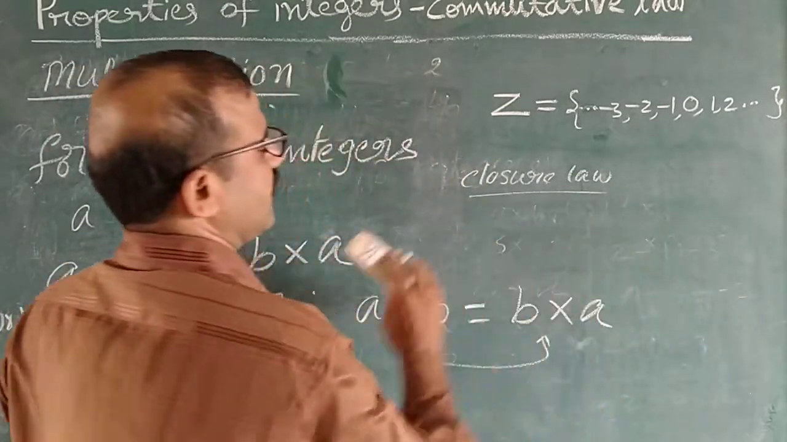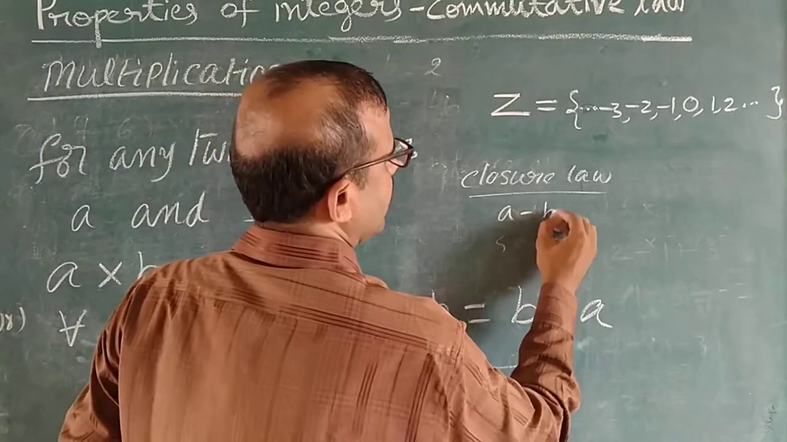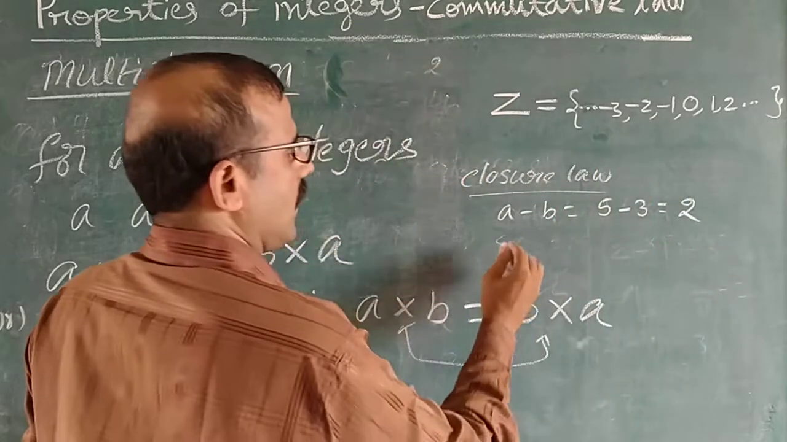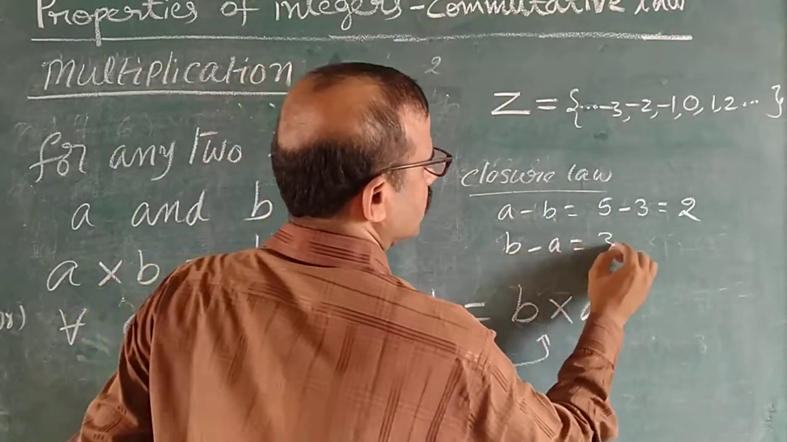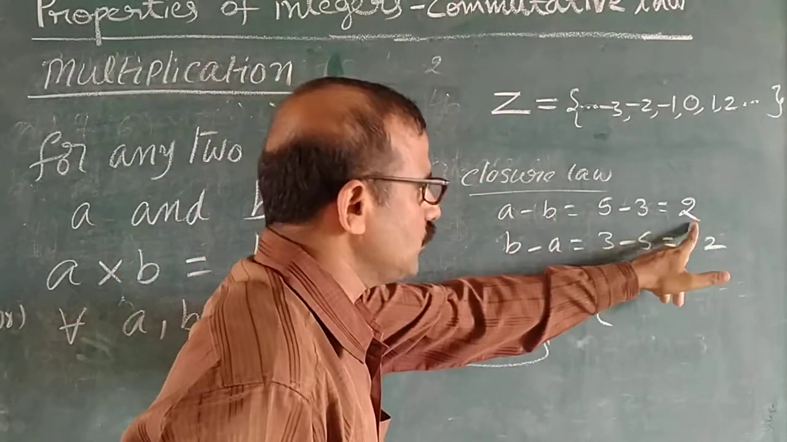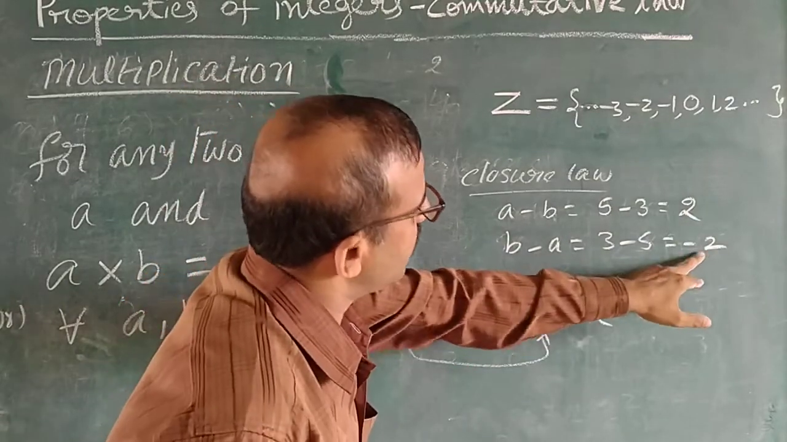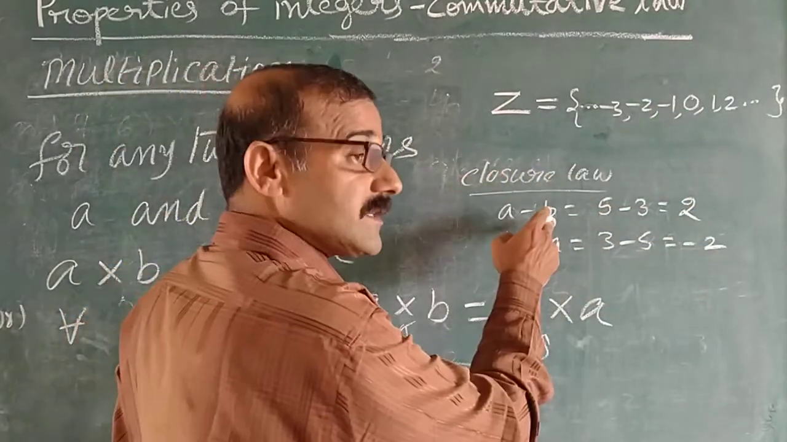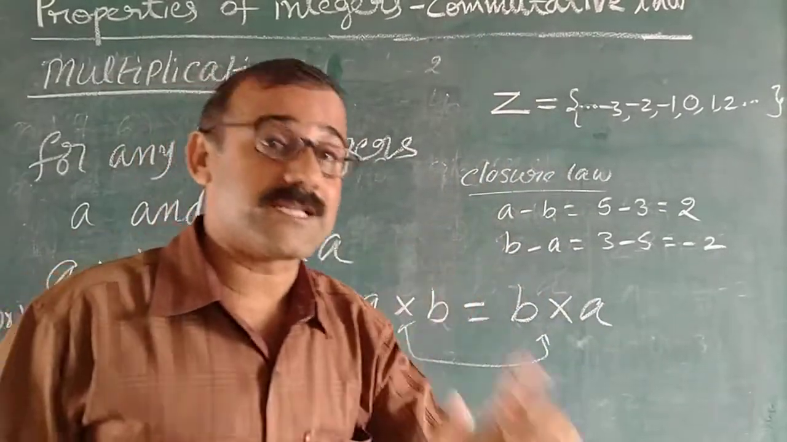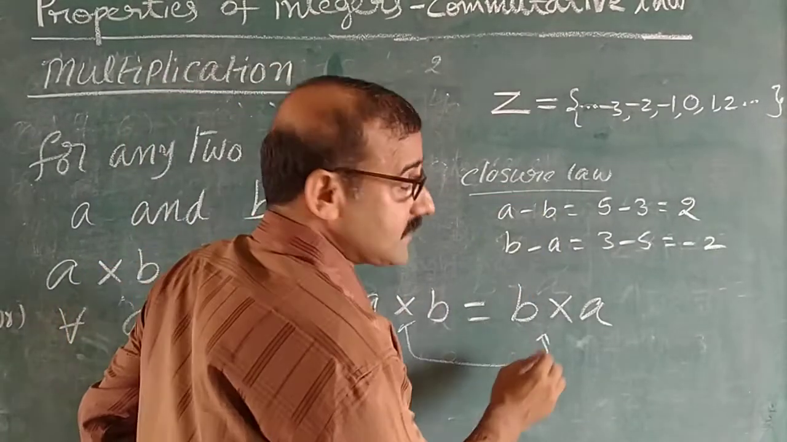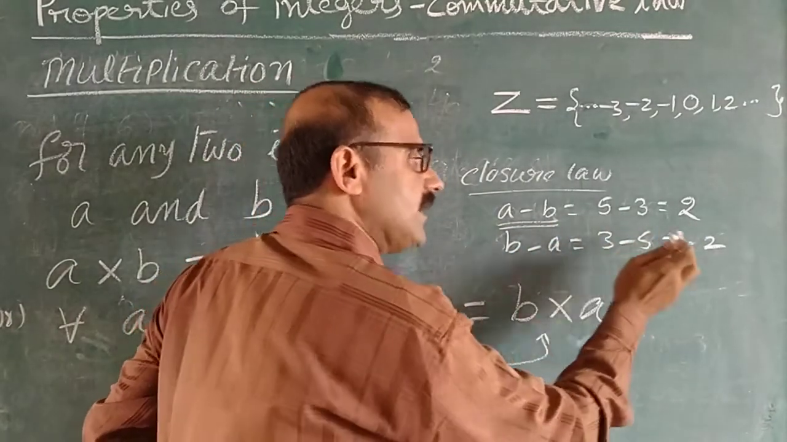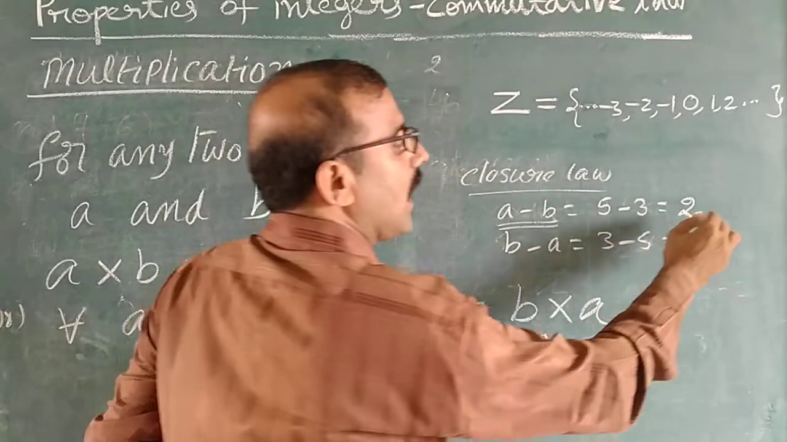Suppose, a simple example I will say for closure law. Suppose A minus B, take A equal to 5, B equal to 3. 5 minus 3 equals what? 2. B minus A equals 3 minus 5, that equals minus 2. From closure law, A minus B is 2, an integer, and B minus A, minus 2, is also an integer. According to closure law, subtraction is satisfied. But according to commutative law, subtraction is not satisfied. Keep in your mind, children. According to closure law, individually we are checking. A minus B value is 2. B minus A value is minus 2. But in closure law, they need not be equal.